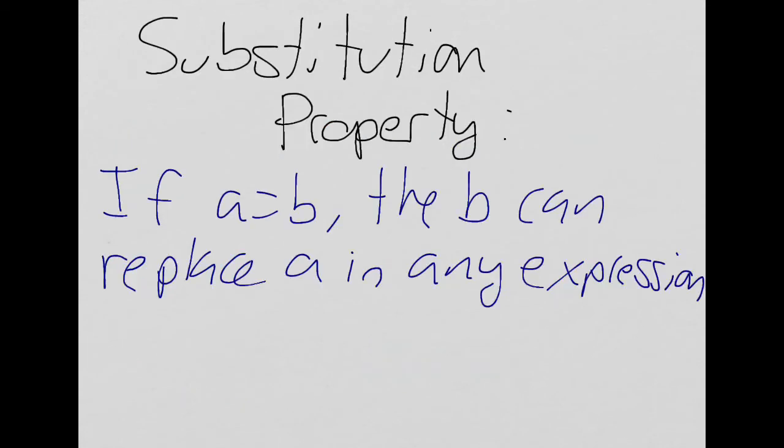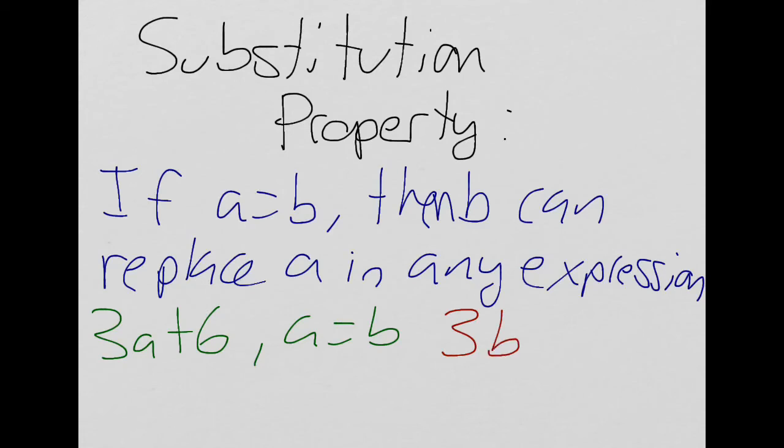Our last property of equality is the substitution property, and it says if A equals B, then B can replace A in any expression. So that means if I have the expression 3 times A plus 6 and A equals B, then this is equivalent to me saying 3 times B plus 6. And these would be equivalent expressions.